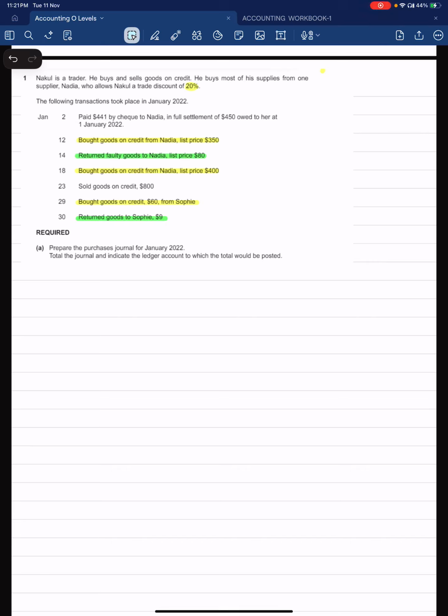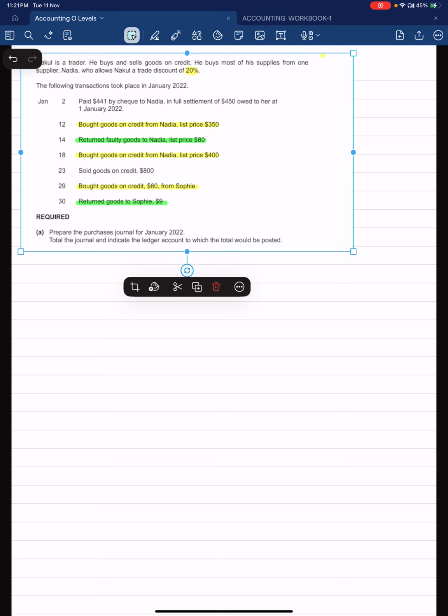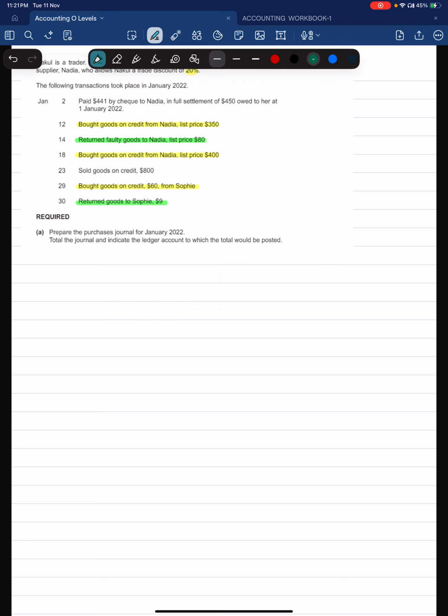Okay, now we are doing a question. This is a question in which Nakul is a trader. He buys and sells goods on credit. He buys most of his supplies from one supplier, Nadia, who allows Nakul a trade discount of 20%. It has been written at the start of the question.